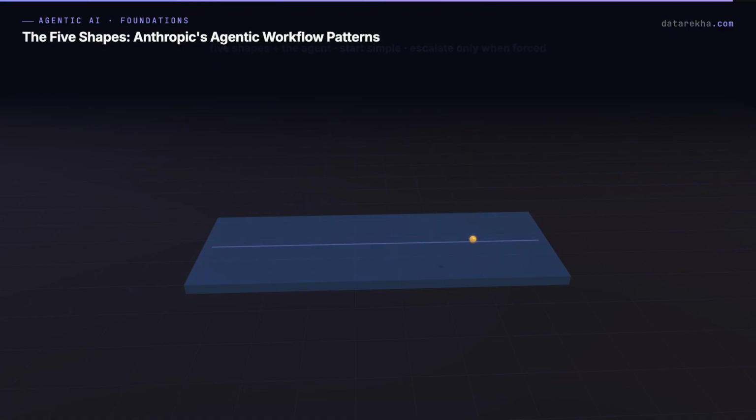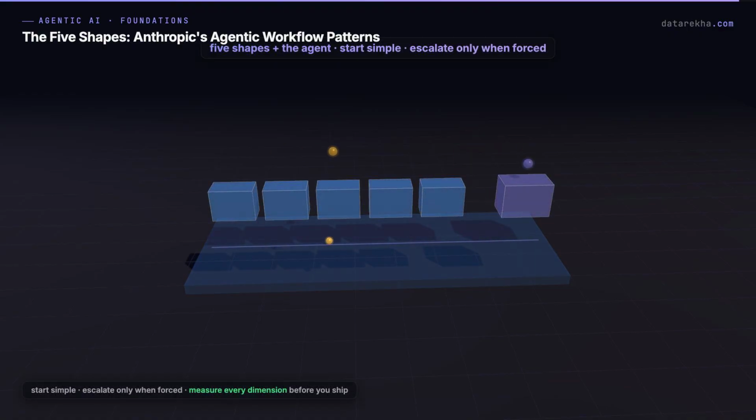So carry the 5 shapes plus the agent. Start simple, escalate only when forced, and measure every dimension before you ship.